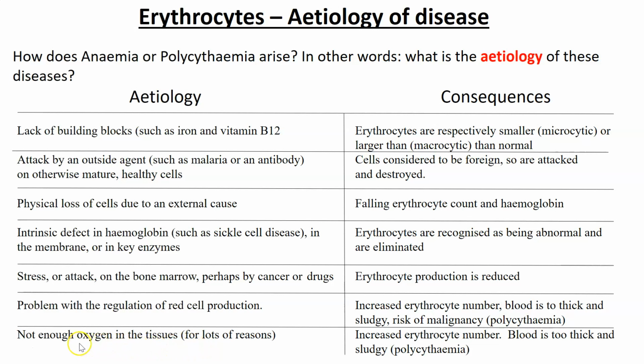And not enough oxygen in the tissues, hypoxia, is completely normal. People suffer from hypoxia all the time. If you're exercising, those muscles which are being actively used are going to suffer from hypoxia, and therefore your red blood cell number will increase in response. Again, blood will be too thick, and it could indicate polycythemia, but it's more likely erythrocytosis. So it's a natural response to hypoxia.